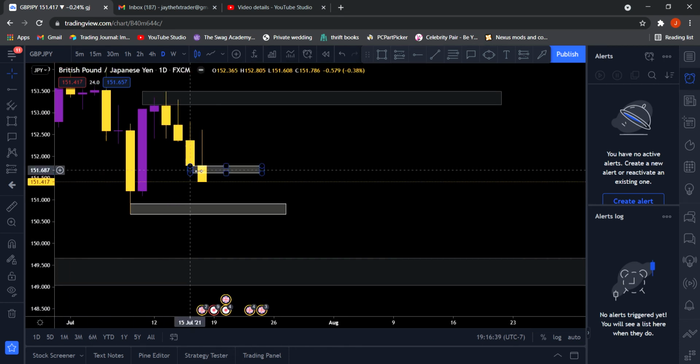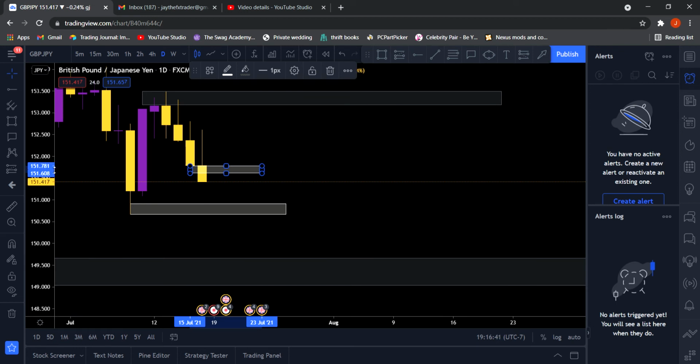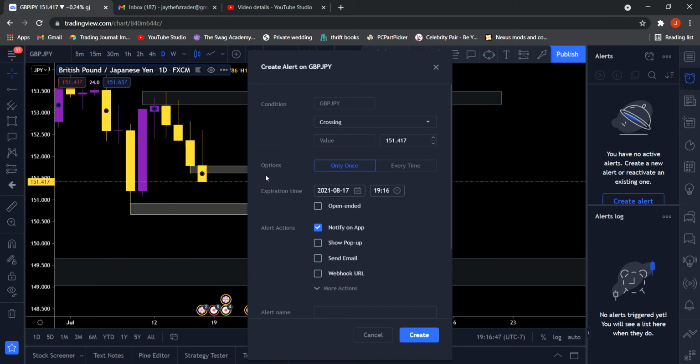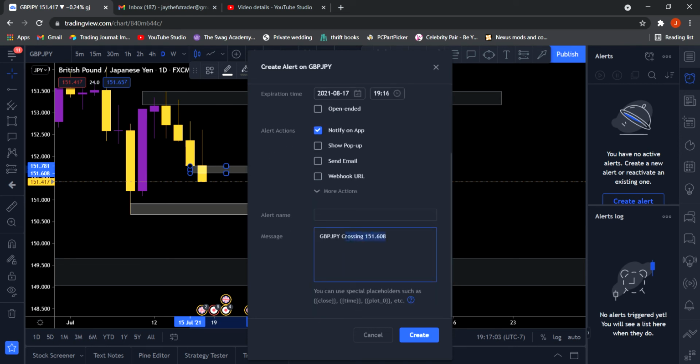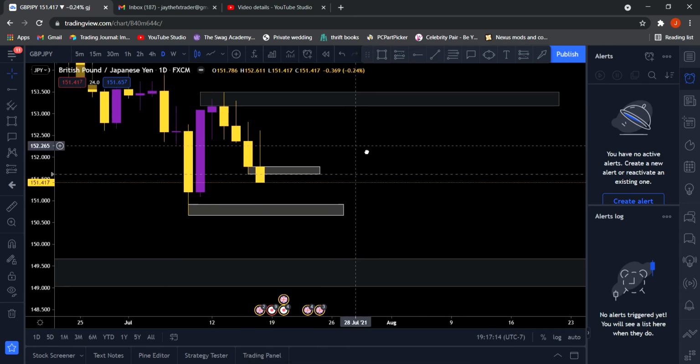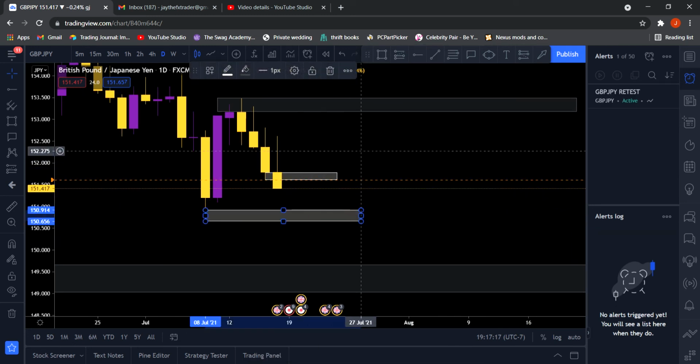So I click this, and once you click it, these blue numbers right here show the coordinates. So I type in the coordinates so I can put an alert in, so I know that price has retested this zone. 151608. And I just have it say GBP retest. Just real simple, and it's going to send me a notification to my phone. And then I can just hop on the charts.